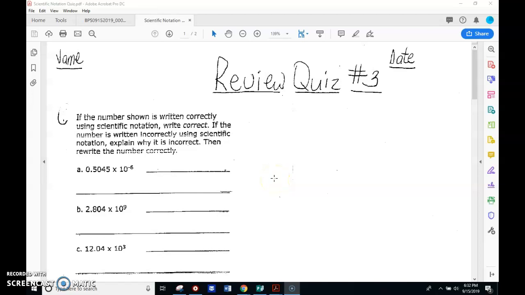Review quiz number 3. If the number shown is written correctly using scientific notation, write correct, or you can write C. If the number is written incorrectly using scientific notation, explain or circle the part of the problem that is incorrect. Then rewrite the number correctly.